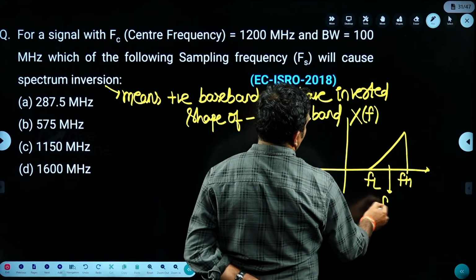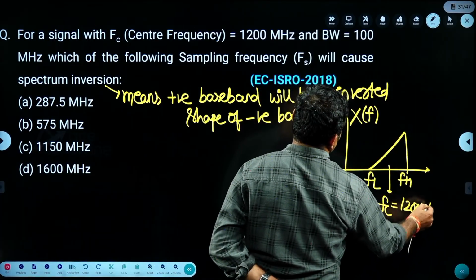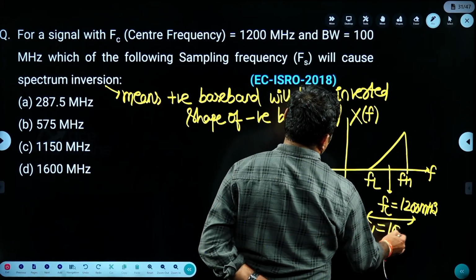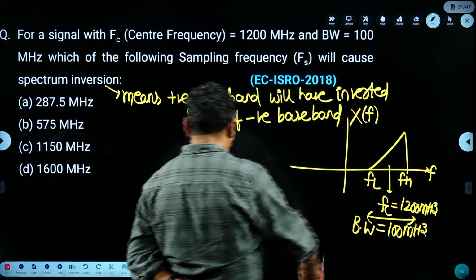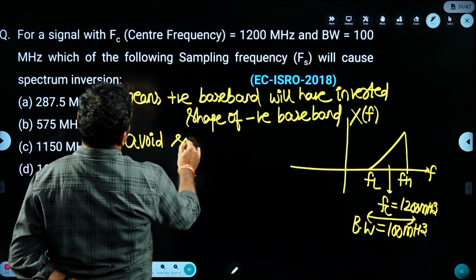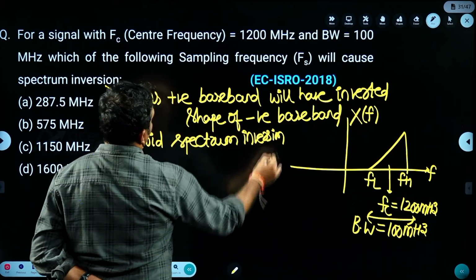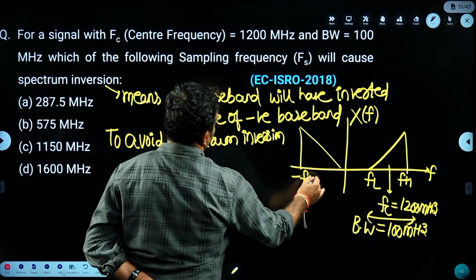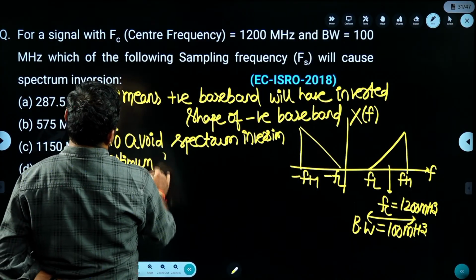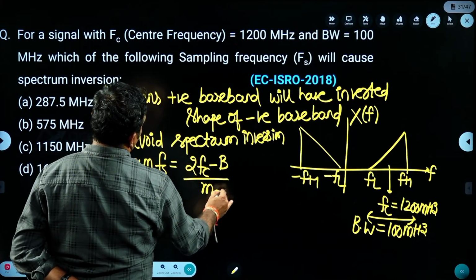He has given center frequency how much? 1200 megahertz. Bandwidth is given as 100 megahertz. To avoid spectrum inversion, optimum sampling rate is 2 into Fc minus B by M, M even.